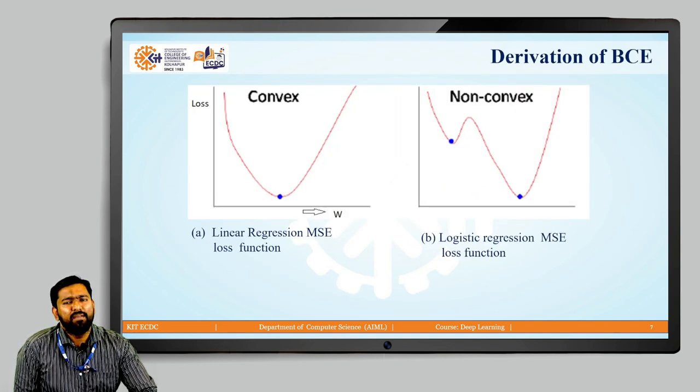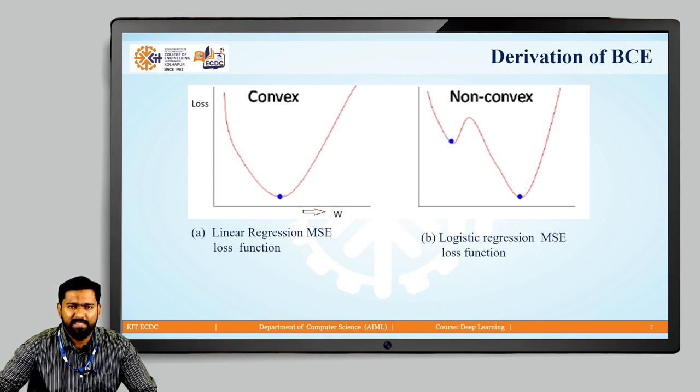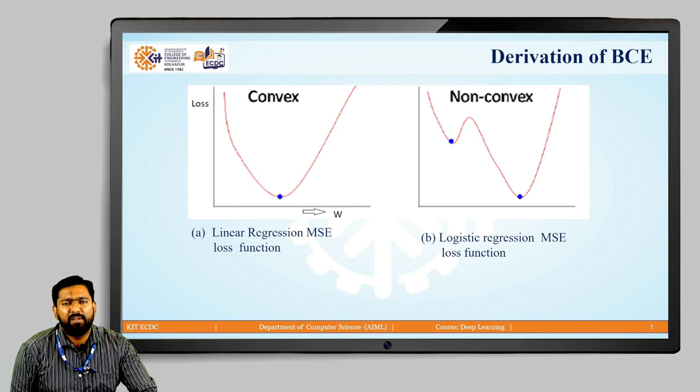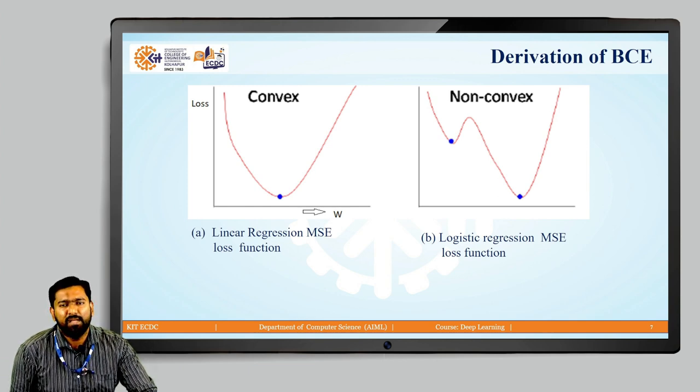Why are we going for binary cross entropy, unlike the MSE loss or MAE loss that we used in linear regression? This is because of the following example. If you plot a graph between weight and loss for a linear regression problem using MSE, the loss comes down and down, and finally settles at the global minimum. But if you use logistic regression with the same MSE loss, the loss comes down here and gets stuck at a local minimum. It is not going to the global minimum, which has to be here. So, this kind of function is called a non-convex function. It should be a convex function to reach the global minimum.